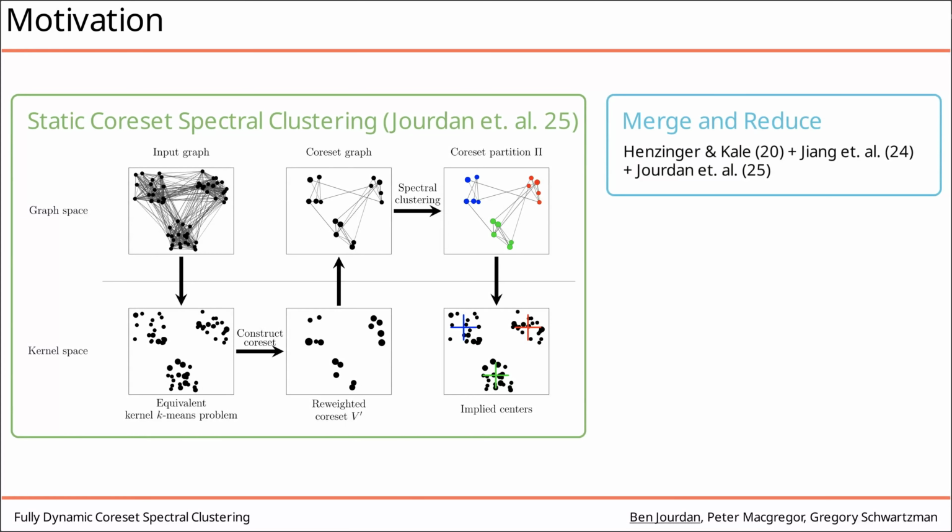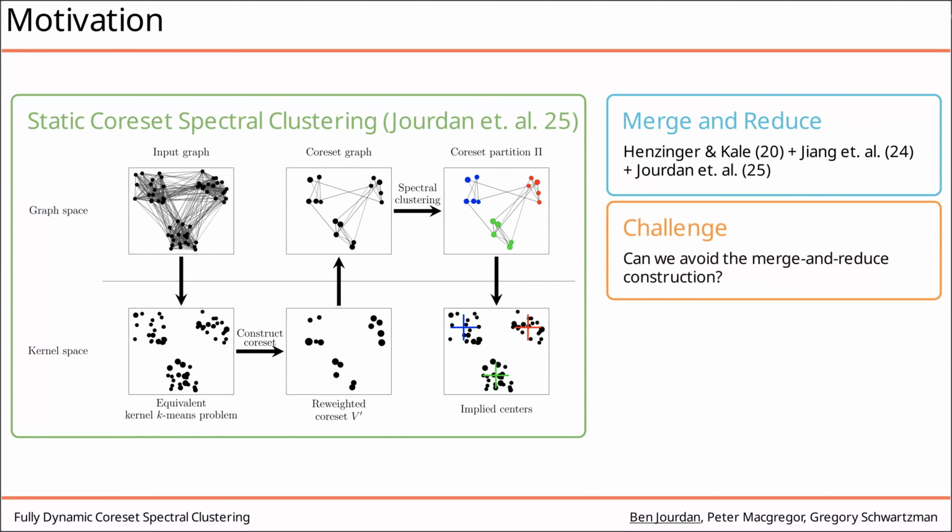It can be argued that we already have a dynamic Coreset algorithm for graph clustering. If you combine the merge and reduce framework of Hensinger and Kale for Euclidean dynamic clustering with the Coreset algorithm of Jing et al. and the analysis of our previous paper, this gives you a merge and reduce style Coreset algorithm for dynamic graph clustering. While efficient in theory, it has to sample Coresets during edge updates, which can slow it down in practice and requires a number of clusters to be fixed.